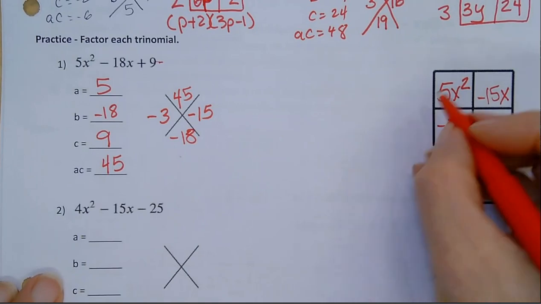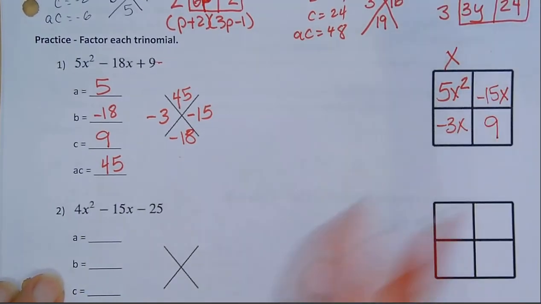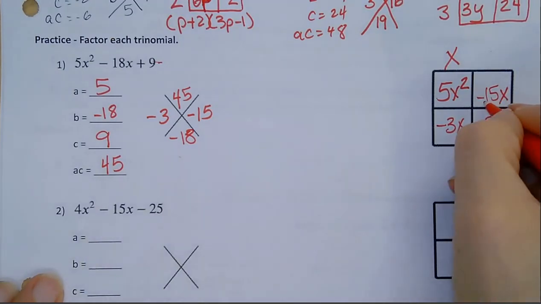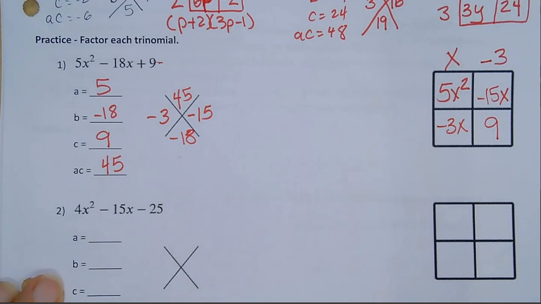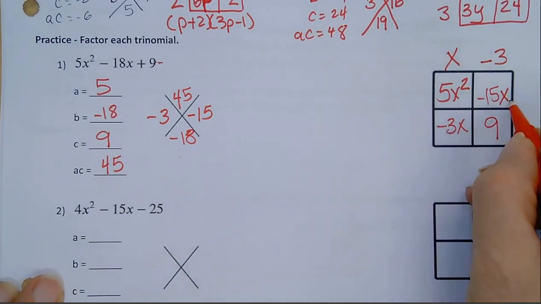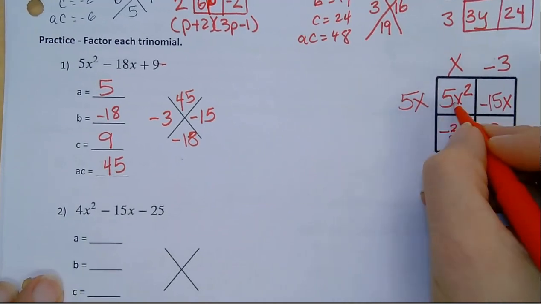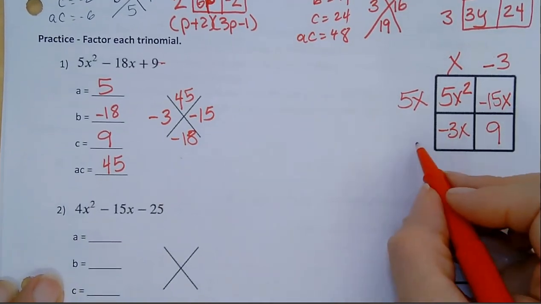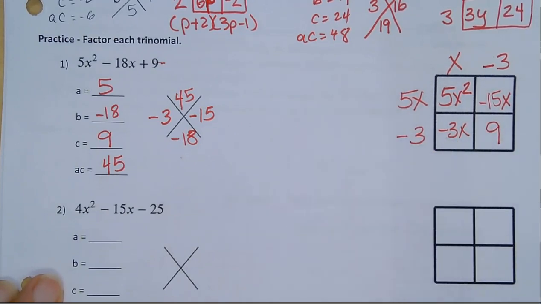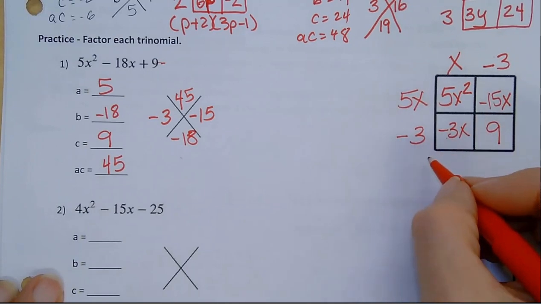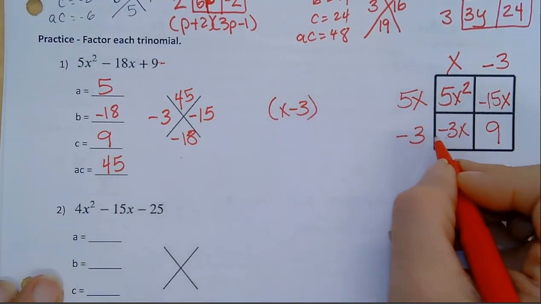Okay, now top to bottom, I get to pull an x. Top to bottom, I'm going to pull 3. I have to take a negative 3 though, right? If I'm looking into the box and I see a negative, I have to get a negative out. 5x squared minus 15x. This time I'm just taking 5x because the box I'm touching is positive. Negative 3x and 9, I can pull a negative 3. I'm touching a negative, so I have to pull a negative. So this one, my answer should just be x minus 3 times 5x minus 3.